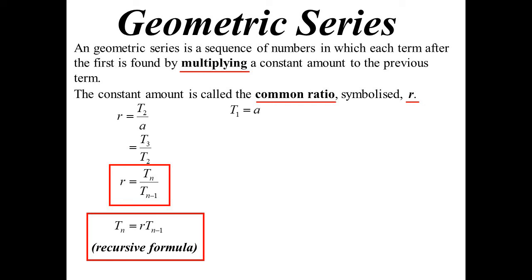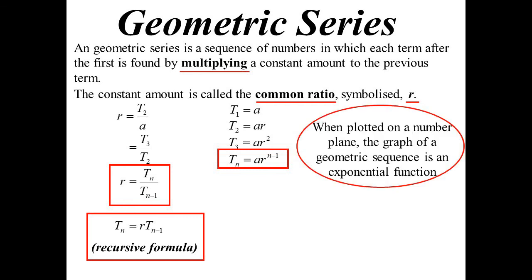Well, let's try and calculate a general term. So the first term is A, then the next term we would multiply it by R, so AR. Third term, AR squared. And pretty soon we've developed our pattern. The general term, term n, will always be AR to the n minus 1. Now, if we were to plot this type of series, the graph here would be an exponential function because the n is now in the power.